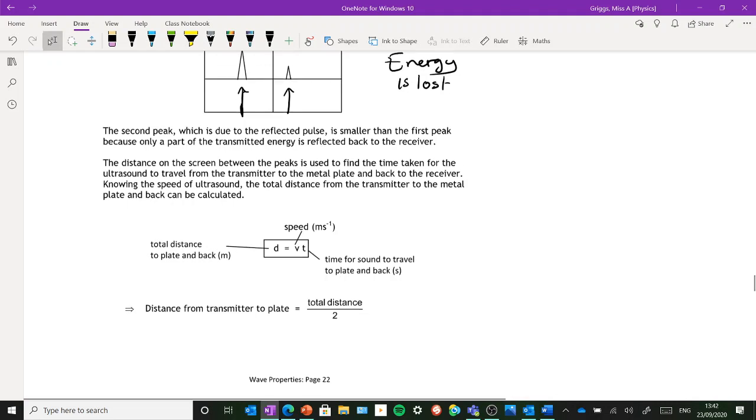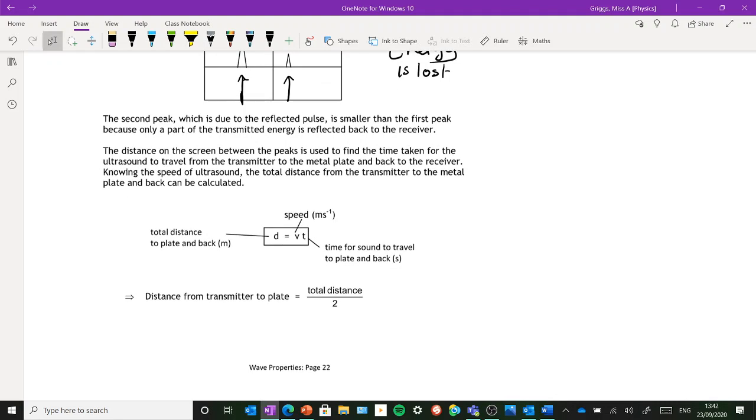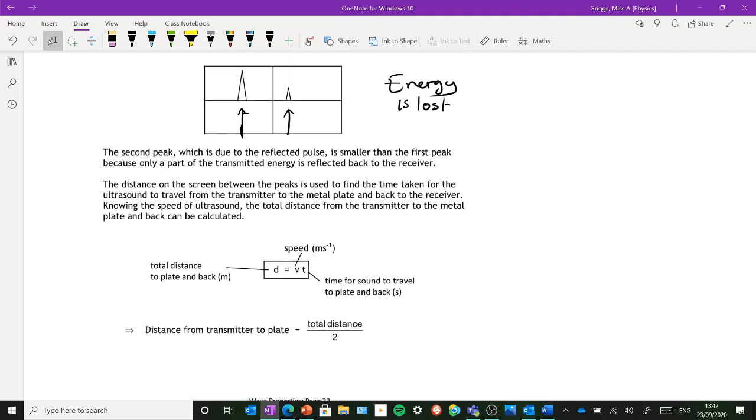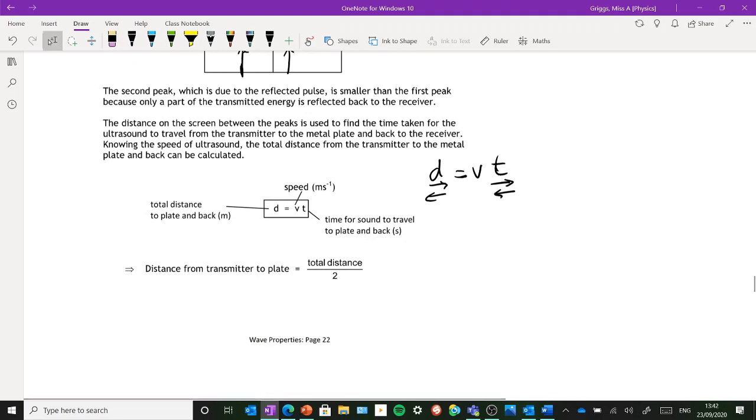Okay, so if you wanted to find just the distance there, what are you going to have to do? Divide it by 2. Yeah, you're going to have to divide it by 2. So the total distance there and back is the speed times the time there and back. So if you wanted to find the distance there, so how deep something is in the water or how far something is away from you, you would have to divide that distance by 2.